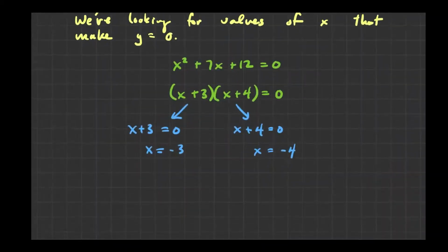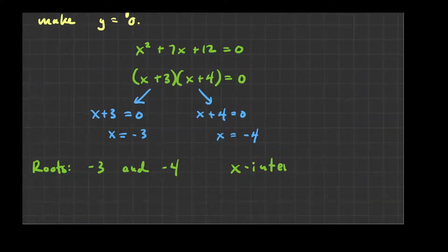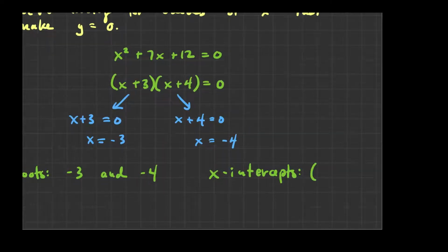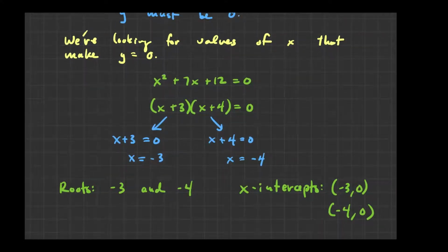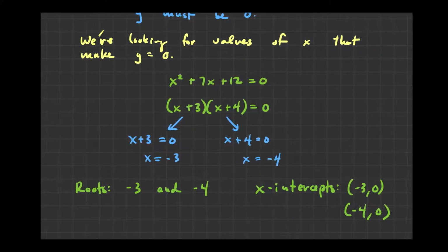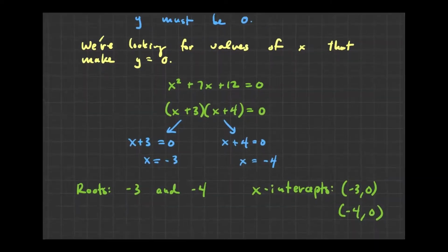So the roots, let me just write down the roots, are negative 3 and negative 4. And the x-intercepts are negative 3, 0, and negative 4, 0. Okay, so you can see there's just a slight difference. The roots are just like the values of x that give us y equals 0, whereas the x-intercepts are actually particular points on the plane. Okay, but you can see they're very closely related. So let's think a little bit about that. Let's think about what this means.